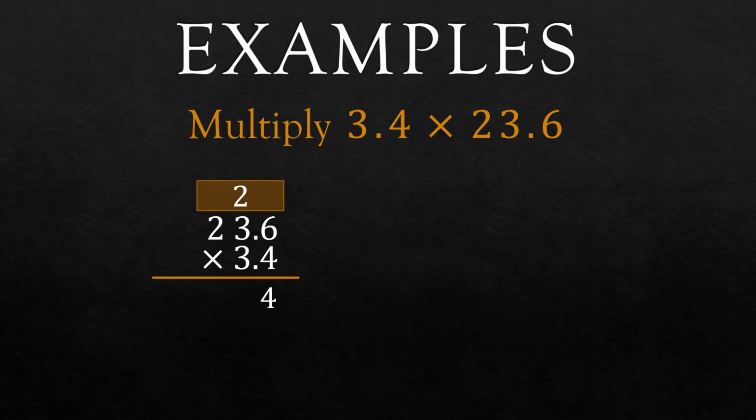Then 4 multiplied by 3. 4 3s are 12. And 12 plus 2, 14. So 4 we will write below the line and carry 1 to the tens place. Then 4 multiplied by 2. 4 2s are 8. And 8 plus 1, 9. So write 9 below the line.